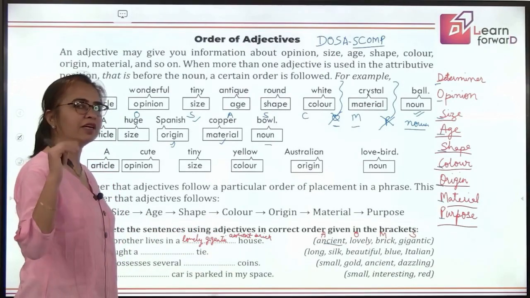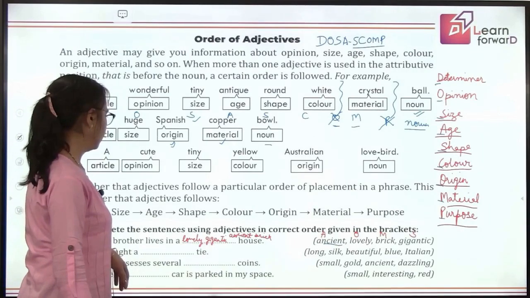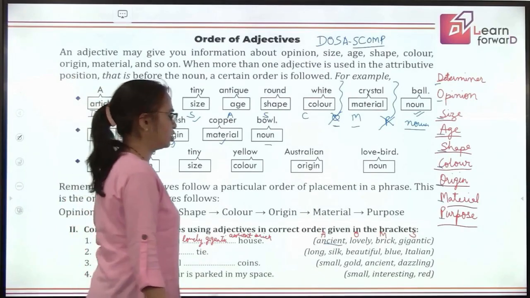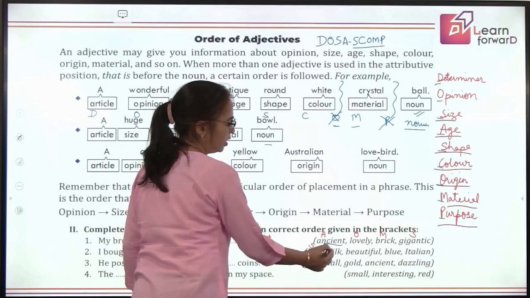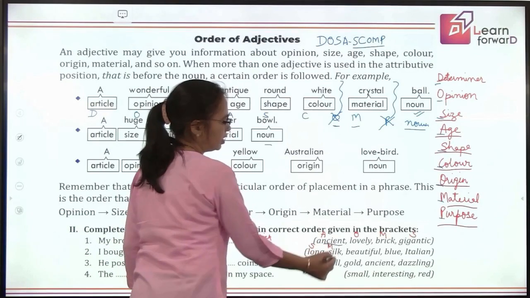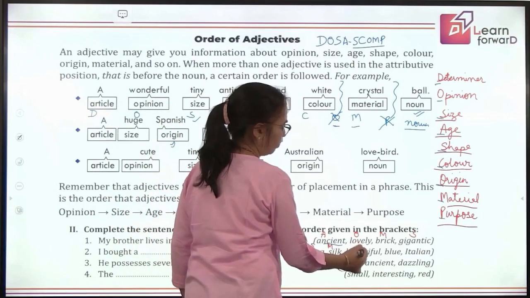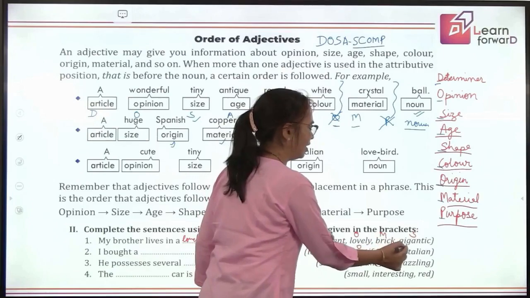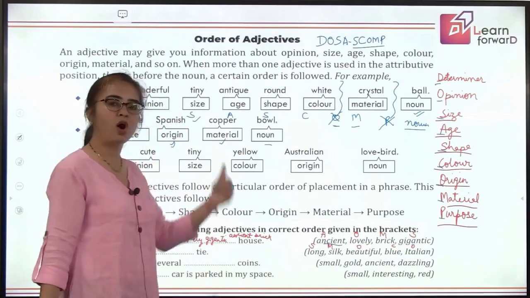Let's do another one. Rest two you'll be doing yourself. So which one should we pick? Okay, let's do the second one. I bought a dash tie. So long gives you the size. Very good. Silk gives you the material. Very good. Beautiful gives you the opinion. Perfect. Blue gives you the color. And Italian gives you the origin. Very good. So let's just order them.